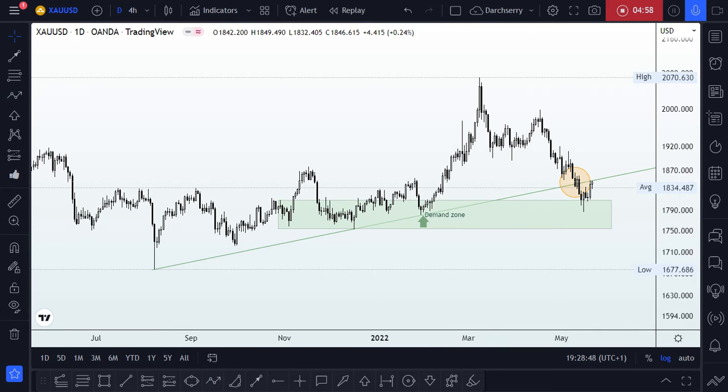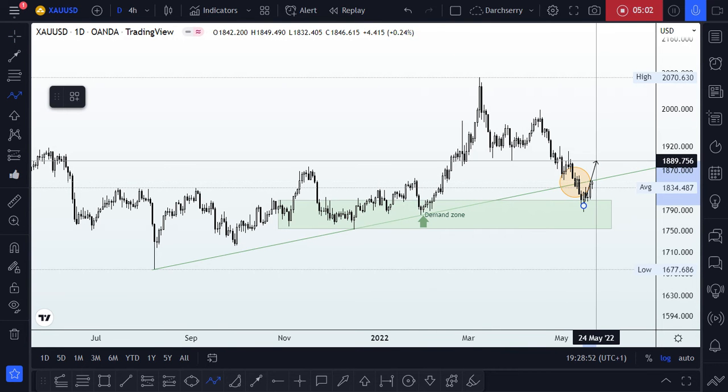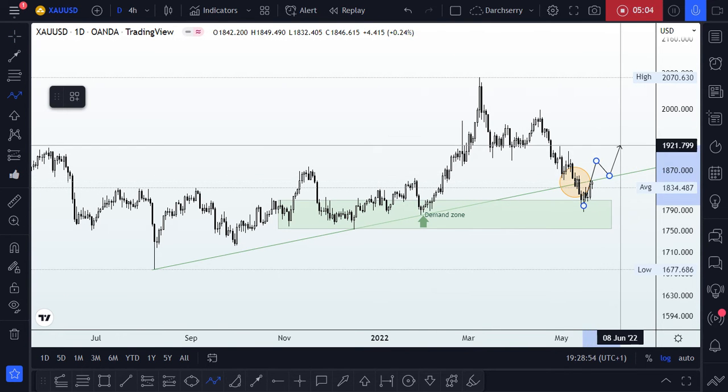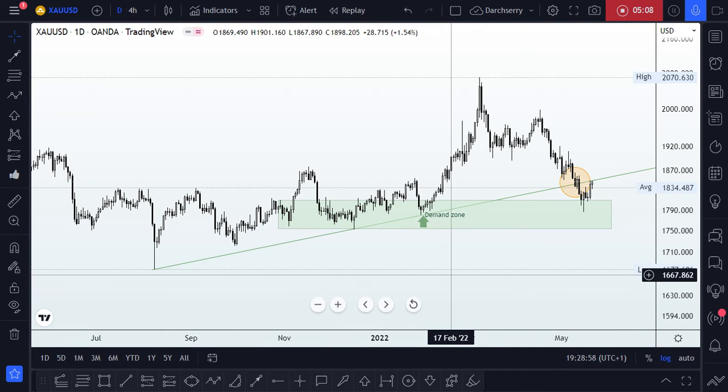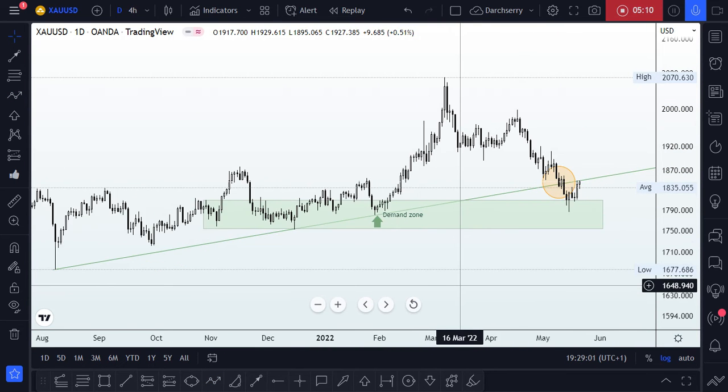Or is this an opportunity that price is going to break back above that trend line, retest it to push price further up to the upside? So this is a really big question that we really need to look at going into the new week.